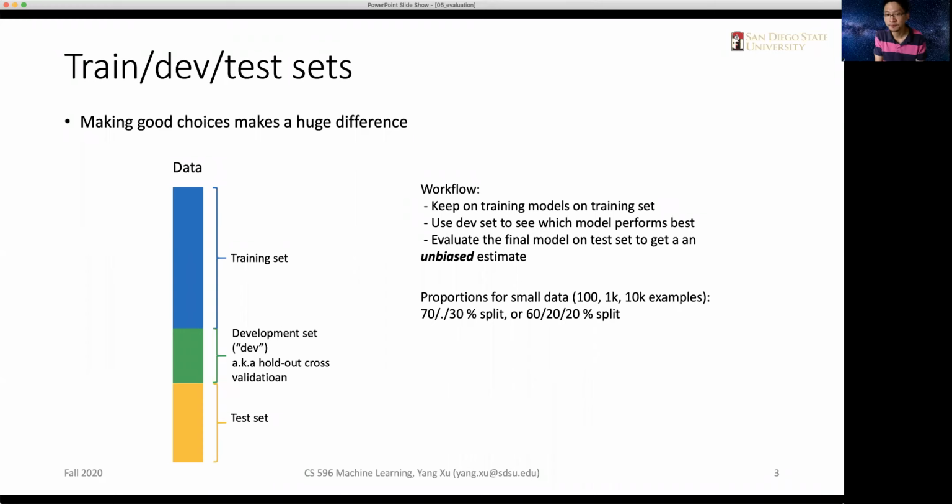The key numbers for the proportions of the splits depend on the size of your data. If you have rather small data sets, say 100, 1,000, or 10,000, below 100,000 data points, then we can probably use a split like 70% as training.